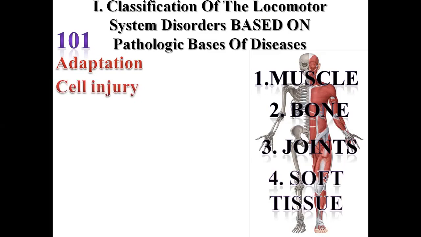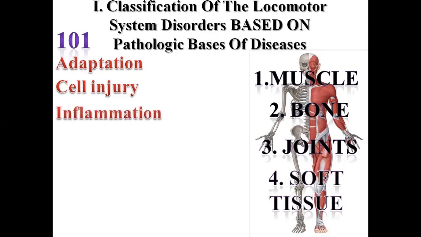Cell injury. Cell injury is like when you get, for example, infection in bone or in joints, right? Bacterial infection that destroys the cells and causes their necrosis. Necrosis is a form of cell injury, okay? So the main topics in the general pathology are all applied on every human body system, and this includes the locomotor system, right?